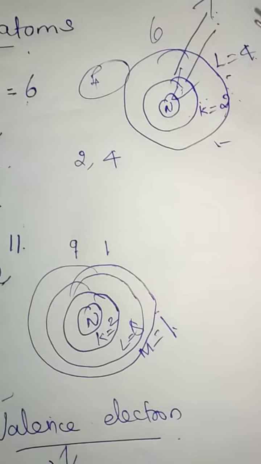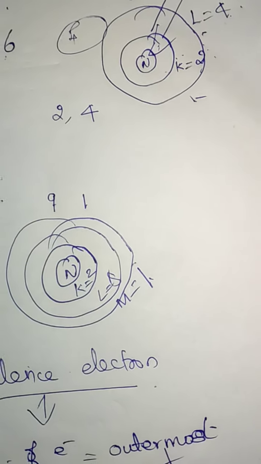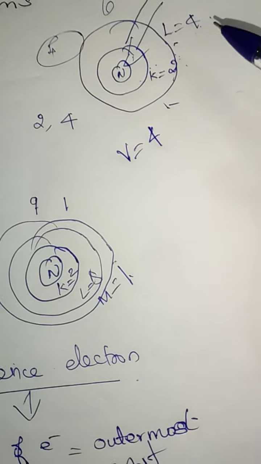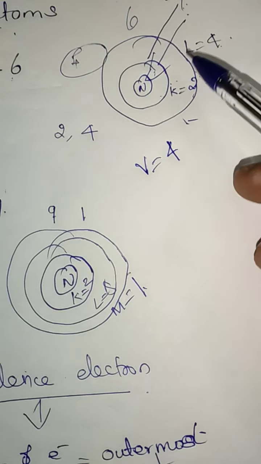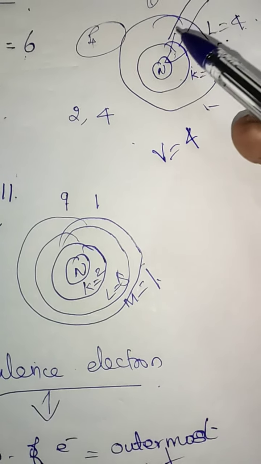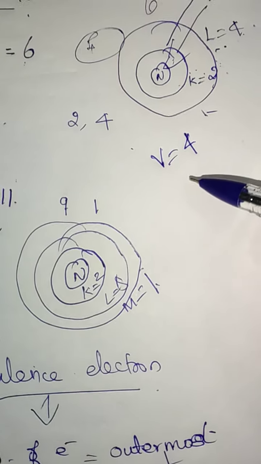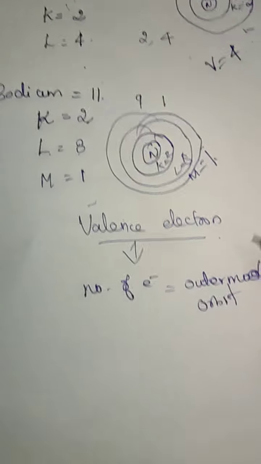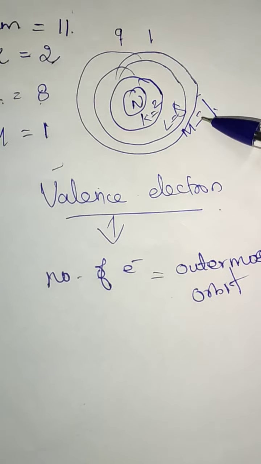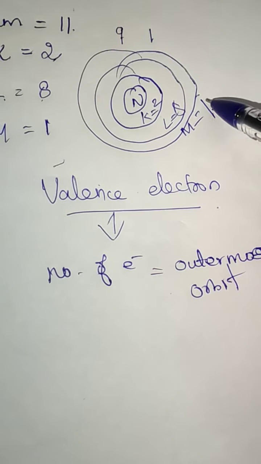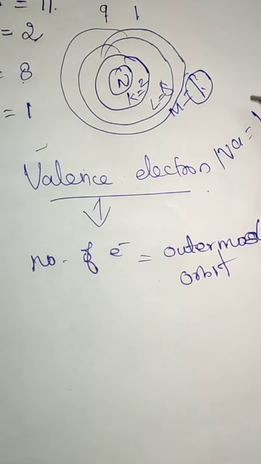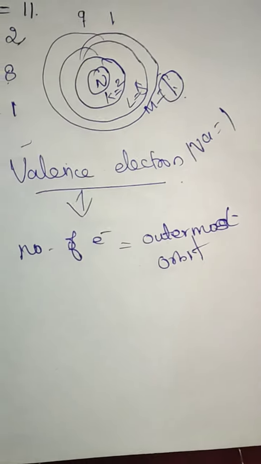So here, for example, carbon has 2 shells, K and L. L is the outer orbit, so the valency is 4. The number of electrons present in the outer orbit is called its valency, or the number of valence electrons. Here the outermost orbit is M, and the number of electrons in M is 1. So the valency of sodium is 1.